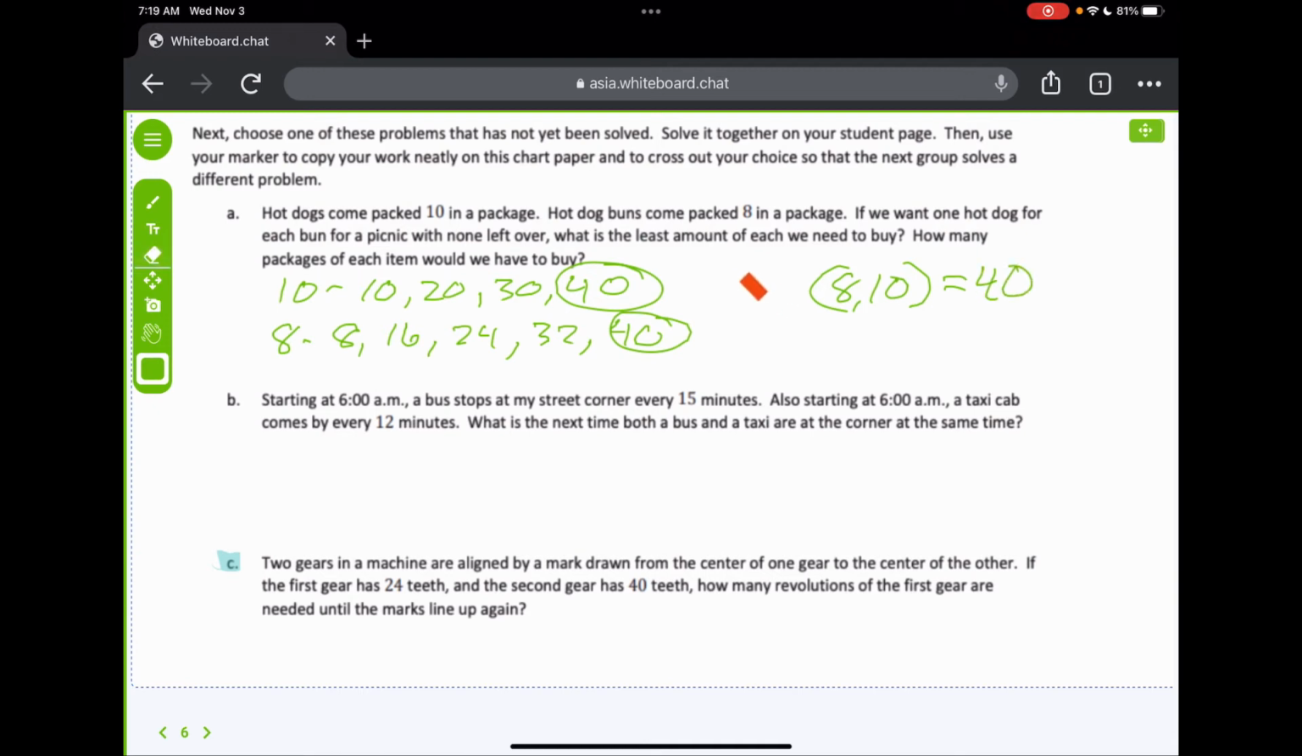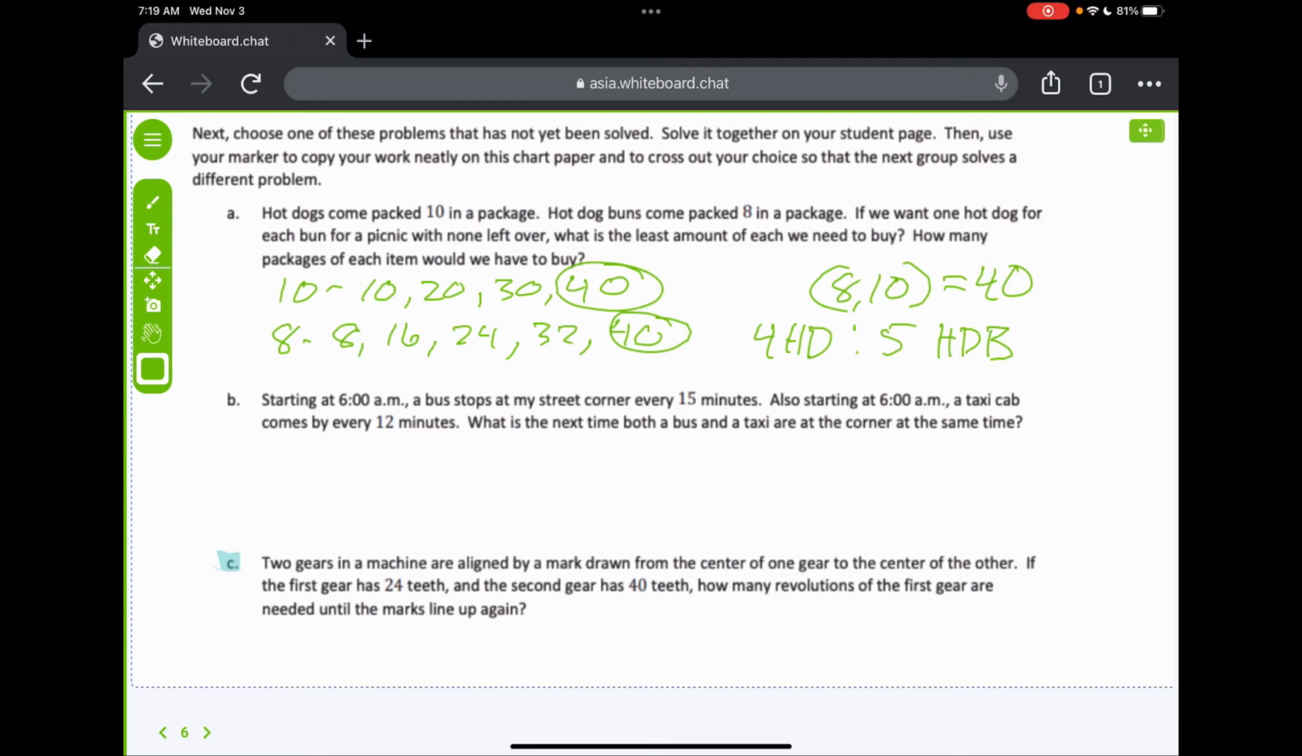So you would have to buy 4 packs of hot dogs and 5 packs of hot dog buns. Because 5 times 8 is 40, 4 times 10 is 40, so that's your ratio that you would have to buy. Okay.